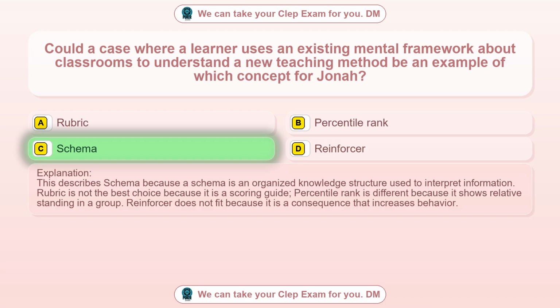This describes schema because a schema is an organized knowledge structure used to interpret information. Rubric is not the best choice because it is a scoring guide. Percentile rank is different because it shows relative standing in a group. Reinforcer does not fit because it is a consequence that increases behavior.